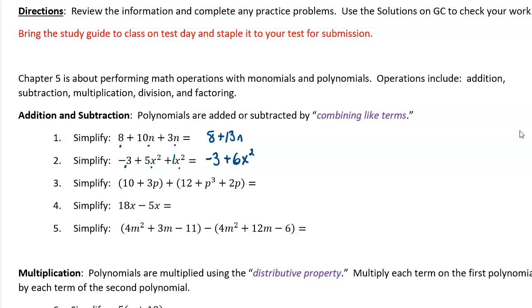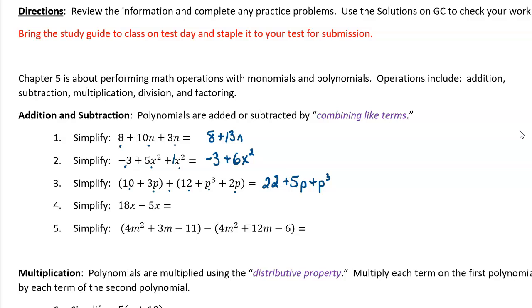Number 3, there's a constant 10 added to the constant 12. That's 22. There is a 3p, later on a 2p. When you add those together, it makes 5p. Finally, there's a p to the third power. There are no other p to the third power terms to combine with it, and so there's a p to the third power in the answer.